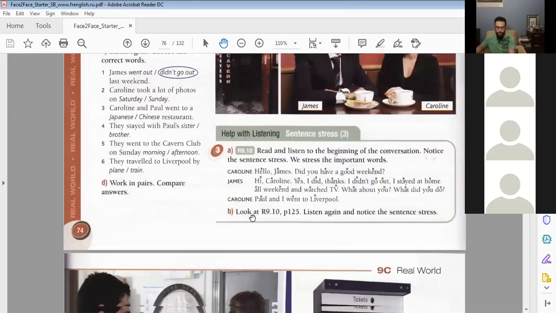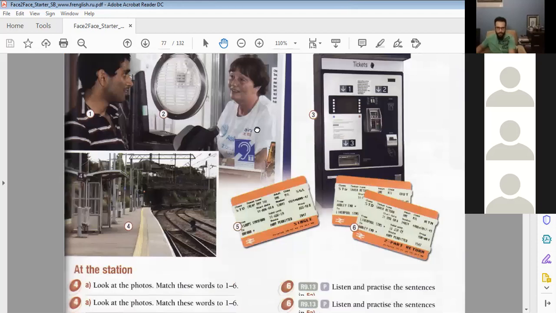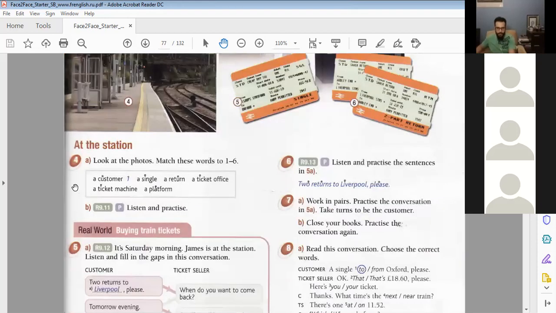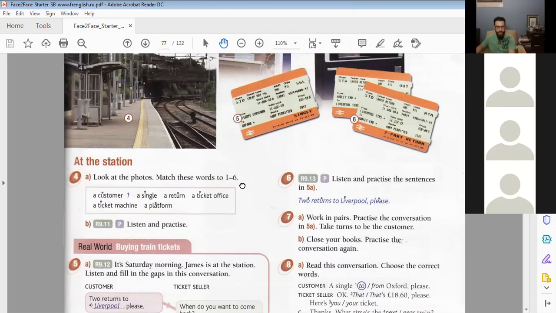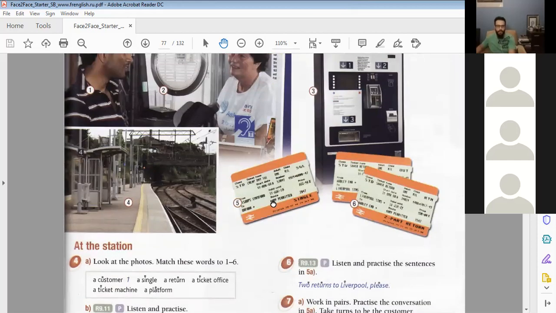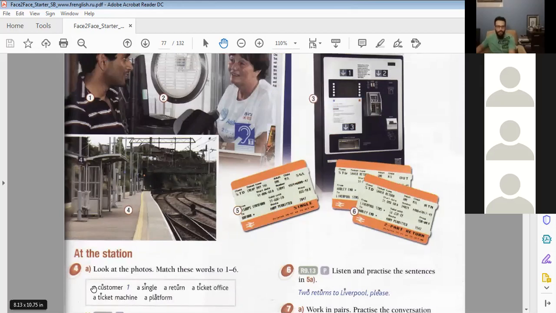Okay, now let's go to exercise number 4. So we have a little bit of vocabulary. It says look at the photos, match these words to number 1 and to 6. Okay, let me read the words first. So we have a customer, a single, a return, a ticket office, a ticket machine, a platform. So all of this vocabulary is at the station.